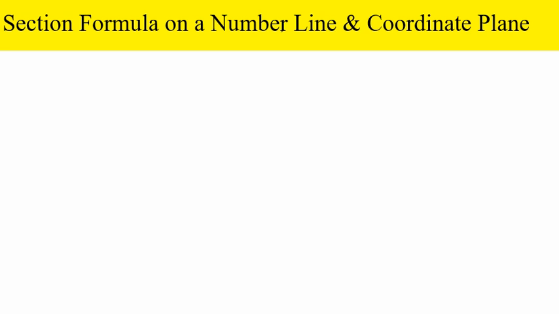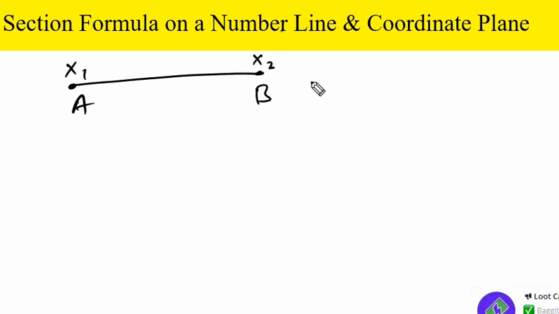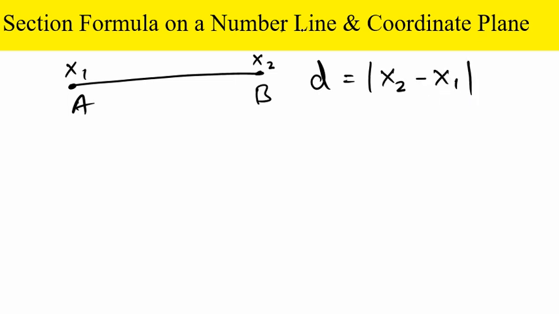Hi, in this video we will discuss section formula on a number line and a coordinate plane. So far we have discussed fractional distance and the distance on a number line and the coordinate plane. So what is the normal distance on a number line? Let's say you have a point A to B, this is x1, x2. The distance is mod of x2 minus x1. That is just the simple distance between 2 points.